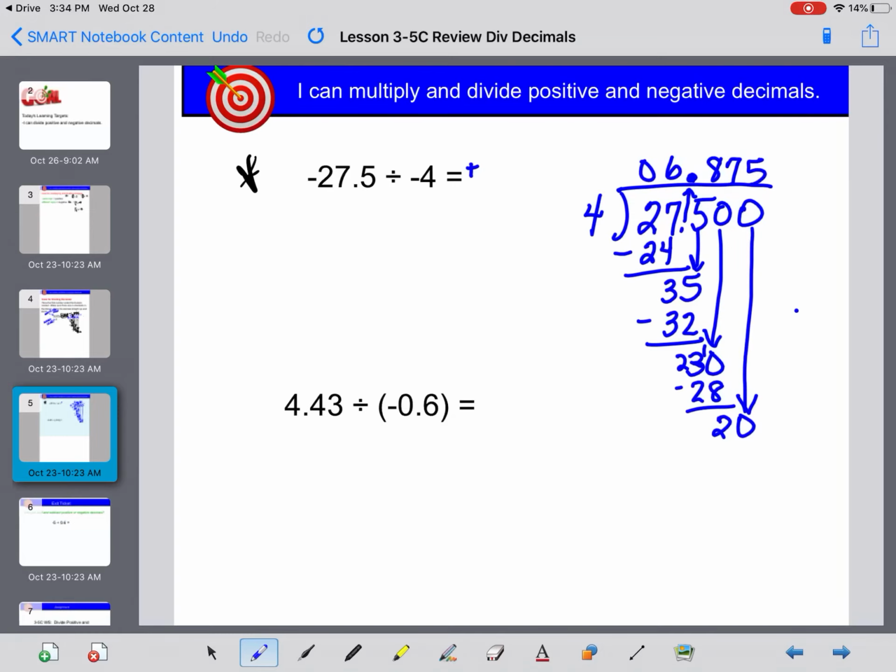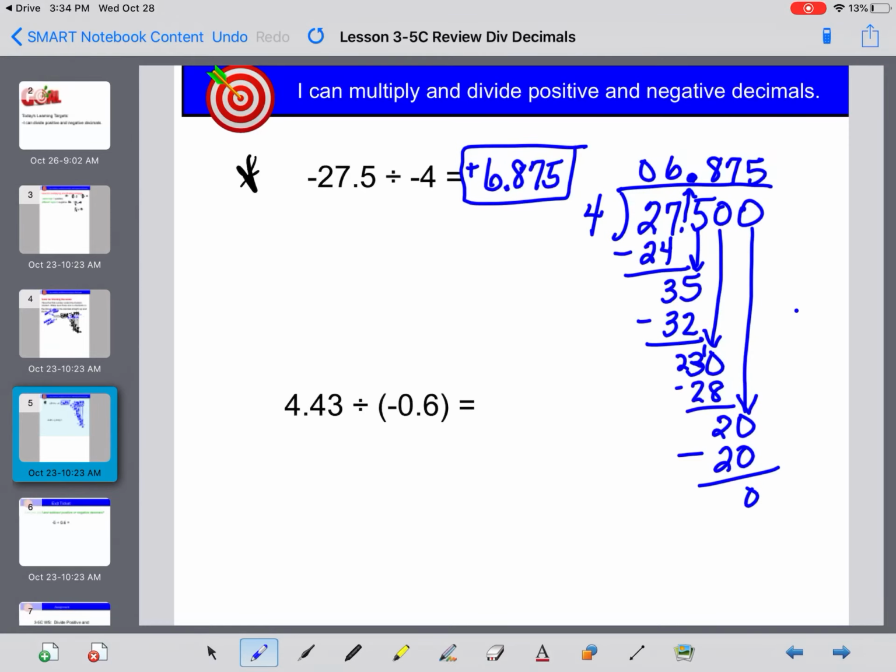I should have been drawing these for you. 4 goes into 25 times. Notice how the 5 is stacked on top of the 0 I just wrote? Okay, so my answer is a positive 6 and 875 thousandths.